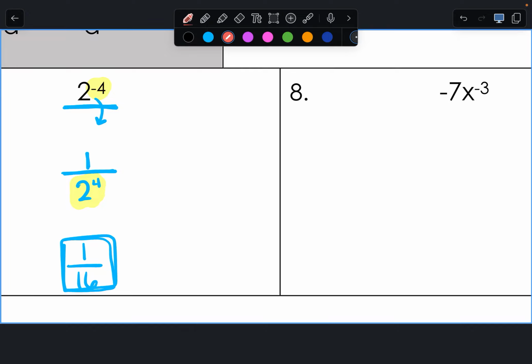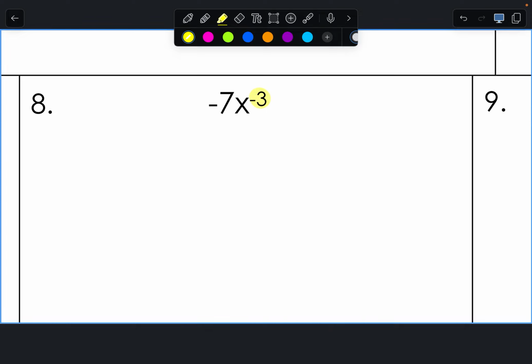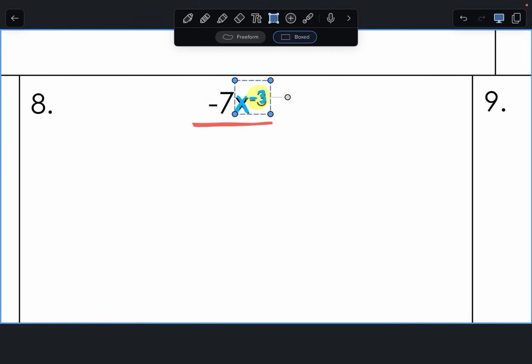Number 8. We have a negative exponent right here, so we need to turn this into a fraction. Only x to the negative 3 has that negative exponent. So this is the only part that I'm going to move down. x to the power of negative 3 is the only power that has a negative exponent, so that's the only part that I need to move down.